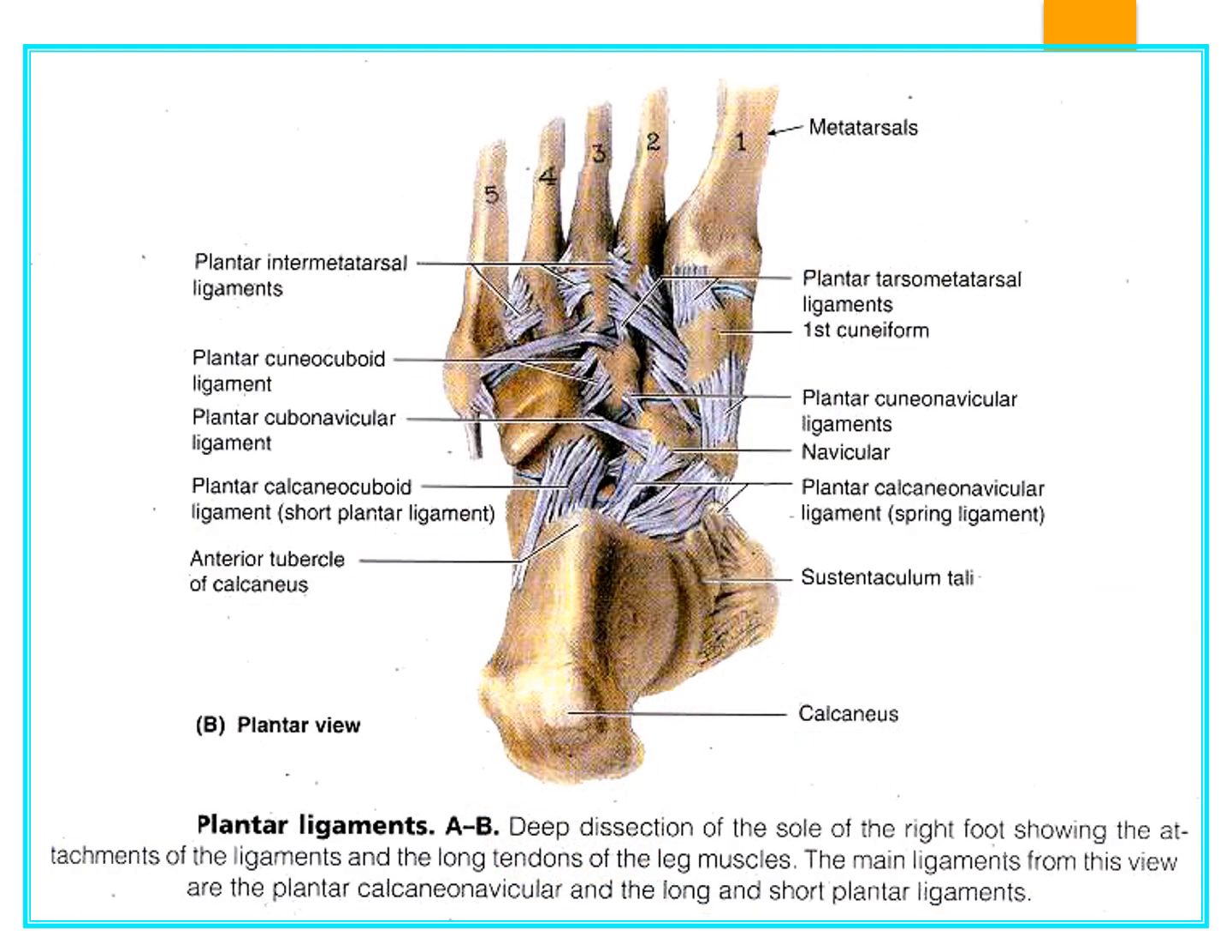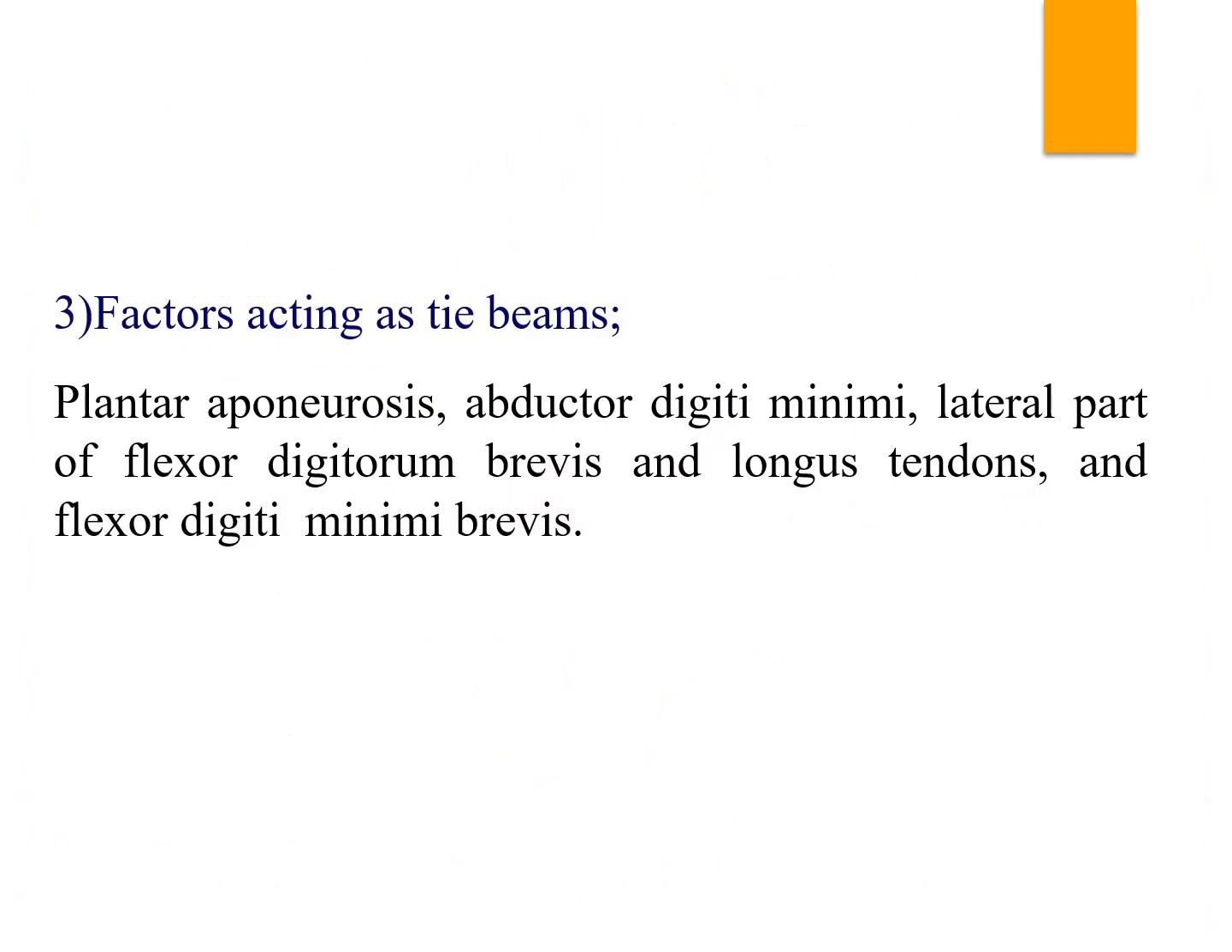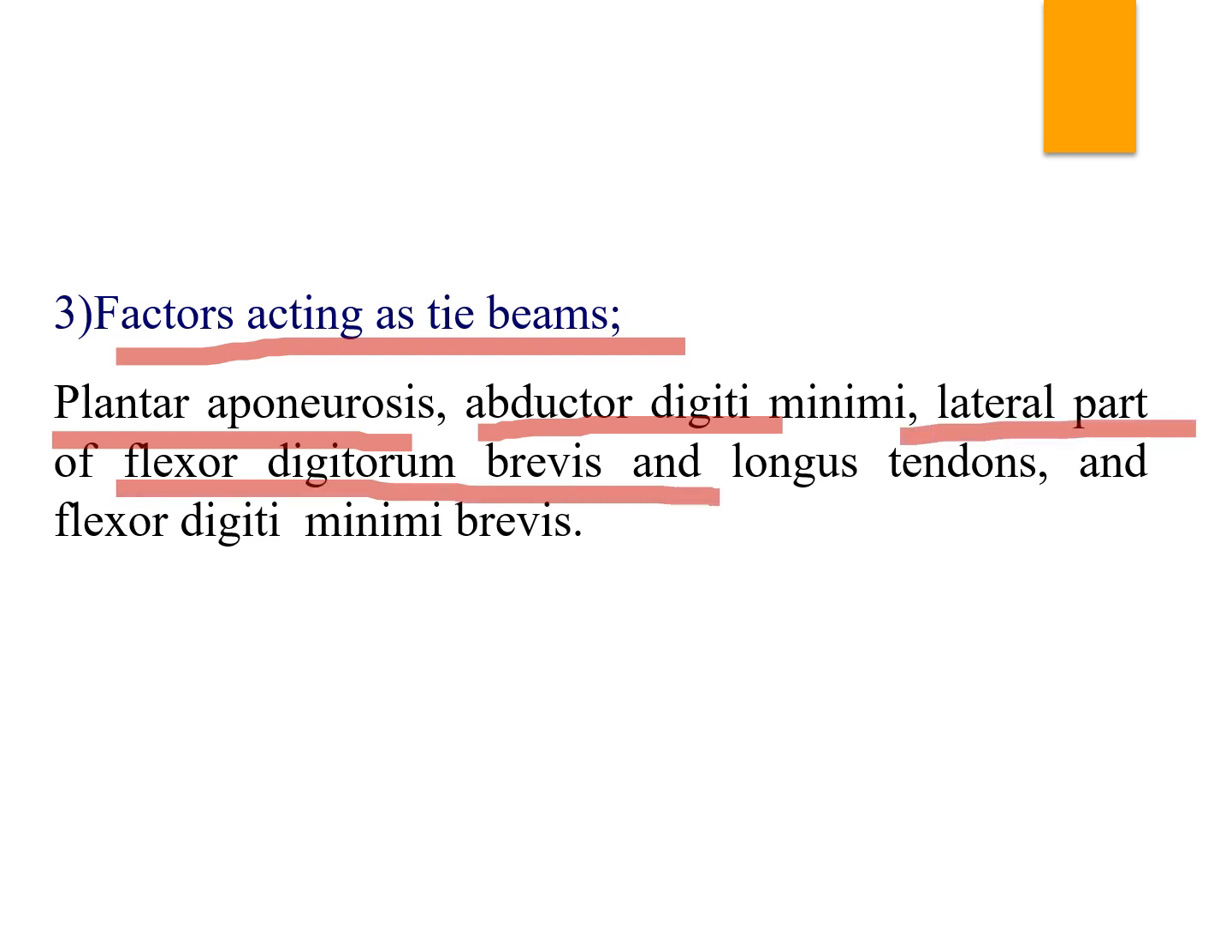So this is the long plantar ligament, and the spring ligament is removed partially so that we are able to see the short plantar ligament. Factors acting as tie beam on the lateral side: the same plantar aponeurosis, but here the lateral part, abductor digiti minimi, lateral part of flexor digitorum brevis, flexor digiti minimi brevis.